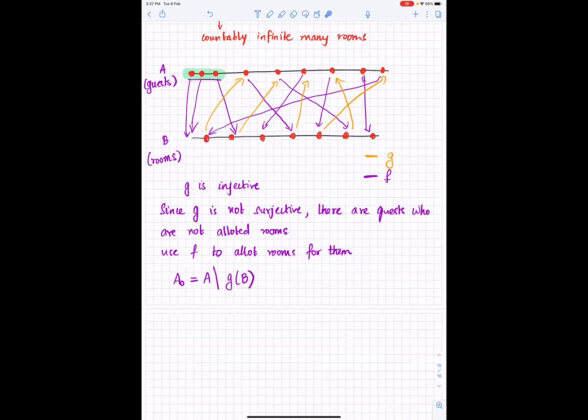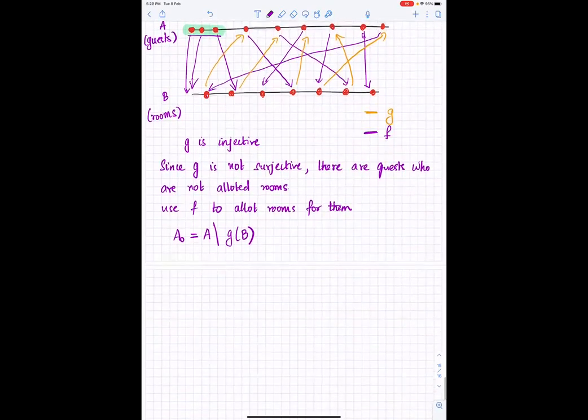But you know that there are orange lines, which are the function f, which maps the guests in this set to rooms. This green highlighted thing here is actually the set A0. So you should begin to allot rooms for those guests who are in A, but are not allotted rooms according to g. Is that clear? Okay, so someone had suggested that we can use f to allot rooms for them.